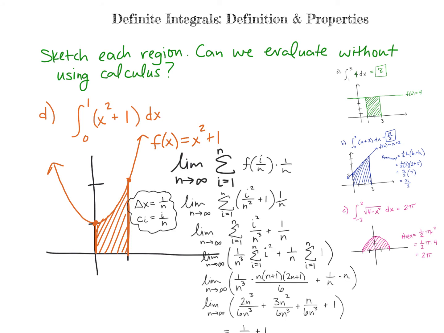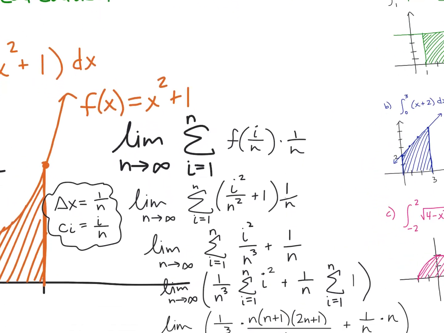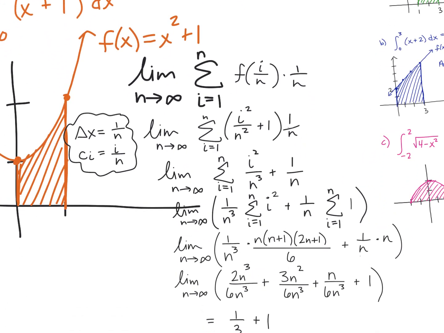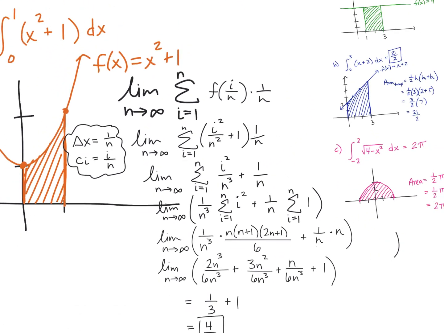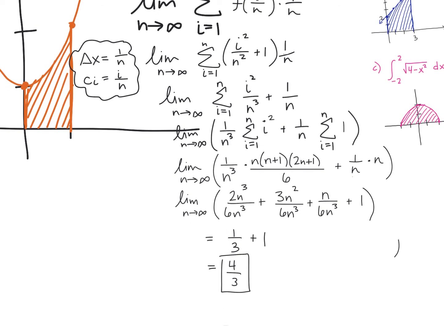So I'm using the limit definition that we've learned previously, that the area underneath this is going to be the limit as n approaches infinity of the sum from i equals 1 to n of f of c sub i. I found c sub i, which is i over n, and I found delta x, which is (1 minus 0) over n, or 1 over n. Then I went through and found our final answer, which is 4/3.